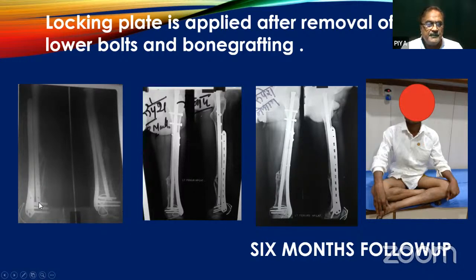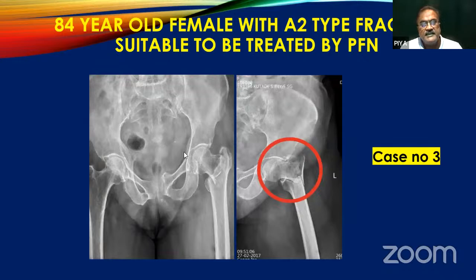So such a type of perinail fracture through the screw holes, with excessive trauma or stress at the fracture site before healing, you may get a fracture. Another example, an 80-year-old female with an A2 type of fracture suitable to be treated by PFN. And you can see it's a very thin lateral wall in a dwarf lady.